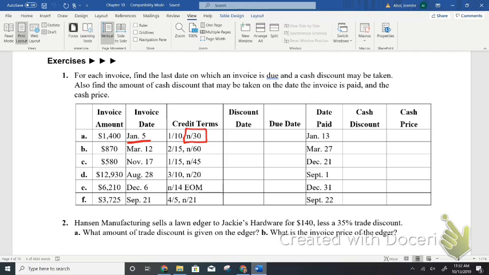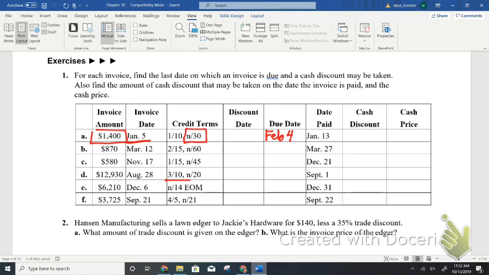Since January has 31 days, 30 days after January 5th would be February 4th. So the full $1,400 would be due on February 4th.